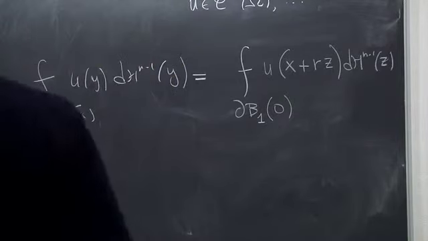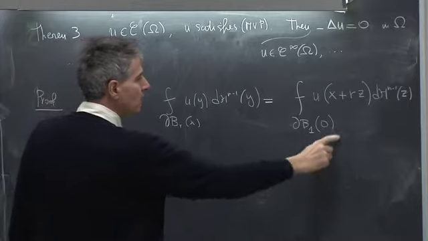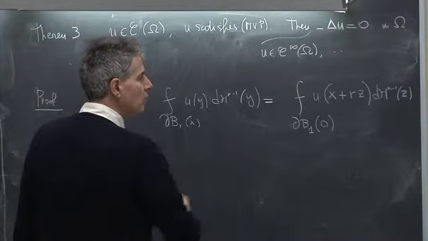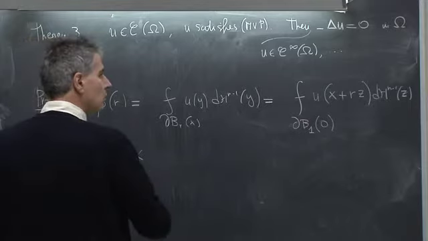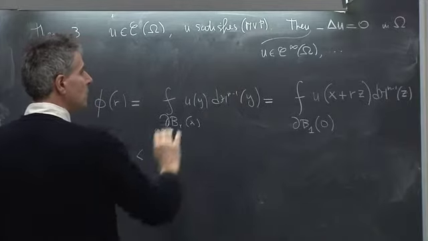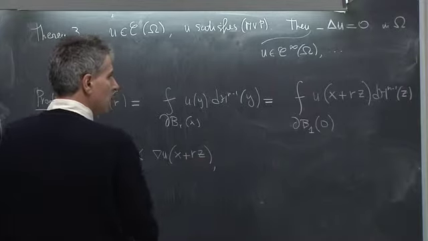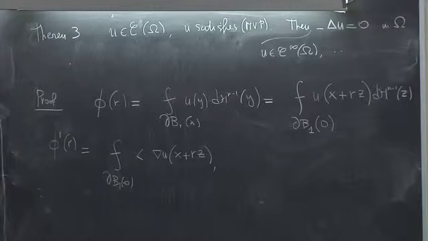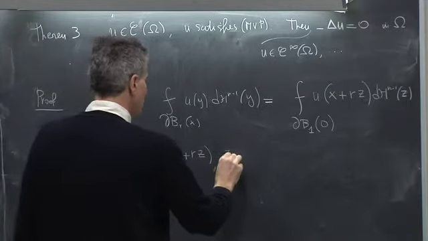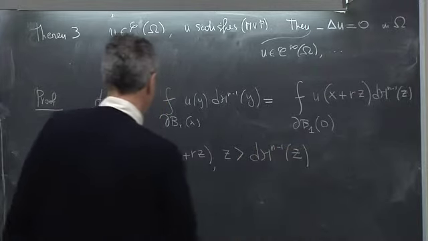Now, let me compute phi prime of r, which is 0 at the end. Now there is no r anymore, neither here nor dividing by the unit surface area. So this is equal to the scalar product of grad u. I already know that u is infinity, so I can differentiate. I am differentiating with respect to r, therefore this is scalar product with z, dHn minus 1 z. Okay?